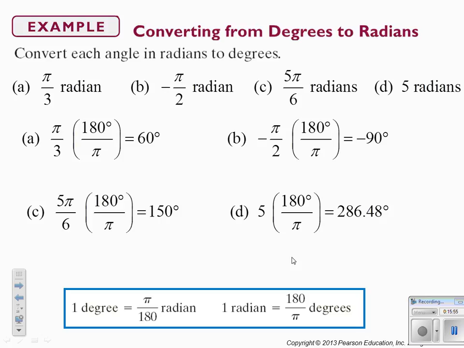And then we can obviously have decimal degrees. So 5 radians times 180 over pi is approximately 86.48 degrees.